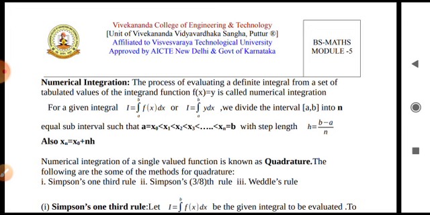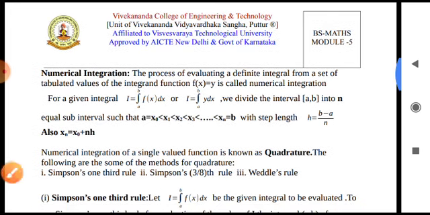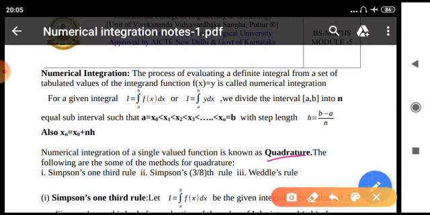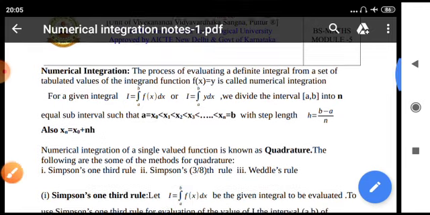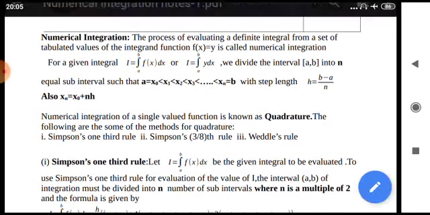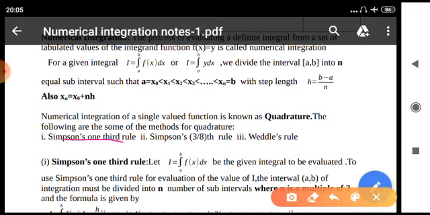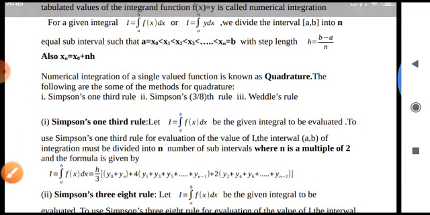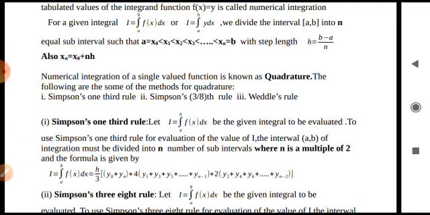Now, numerical integration of a single valued function is called quadrature. The following are some of the methods for quadrature. Mainly there are three methods. The first one is Simpson's 1/3 rule. The second one is Simpson's 3/8 rule. And the third one is Weddle's rule. Now, first we will see what is Simpson's 1/3 rule.